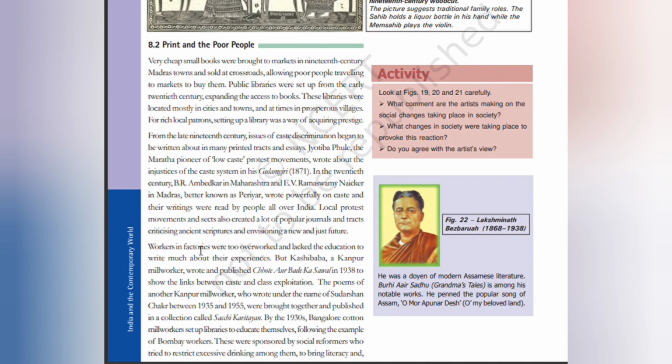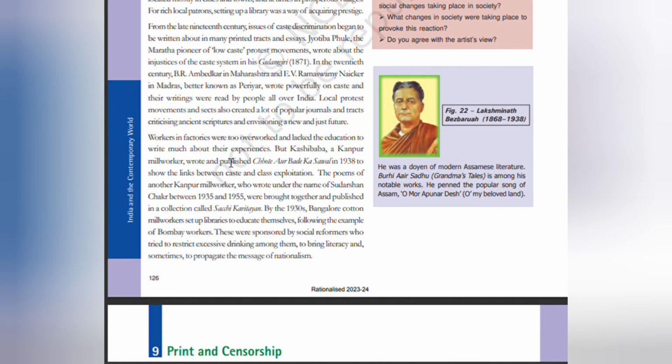Workers in factories were overworked and lacked the education to write much about their experience. But Kashibaba, a Kanpur mill worker, wrote and published Chhote Aur Bade Ka Sawal in 1938 to show the links between caste and class exploitation. The poems of another Kanpur mill worker who wrote under the name of Sudarshan Chakr between 1935 and 1954 were brought together and published in a collection called Sacchi Kavitayein.